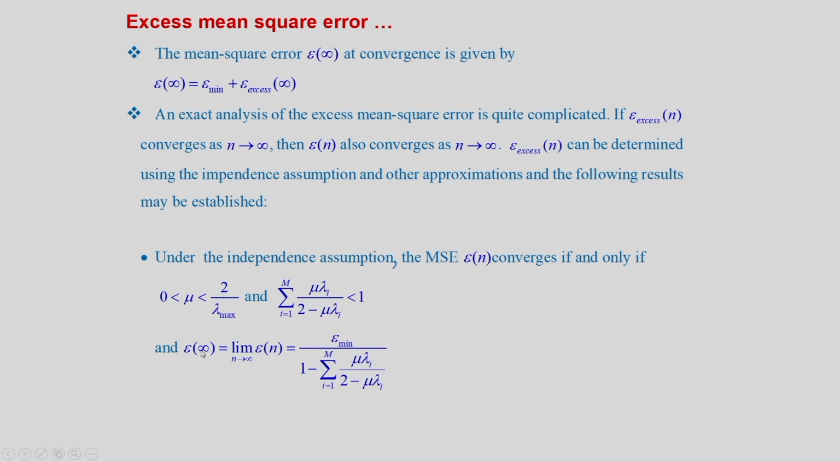And under that situation, the mean square error, that is equal to limit of epsilon n as n tends to infinity, is equal to epsilon min, that is the mean square error corresponding to Wiener filter, divided by 1 minus summation mu lambda i divided by 2 minus mu lambda i going from 1 to m. Therefore, this is the mean square error corresponding to the LMS Wiener filter.